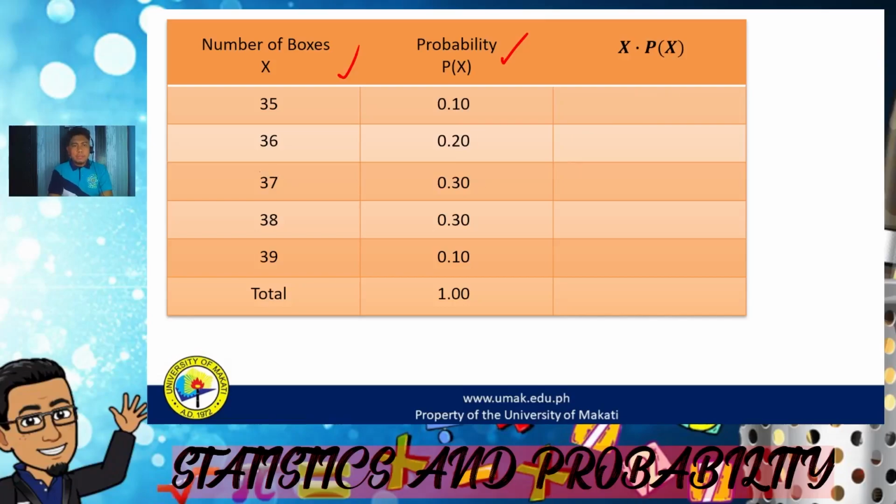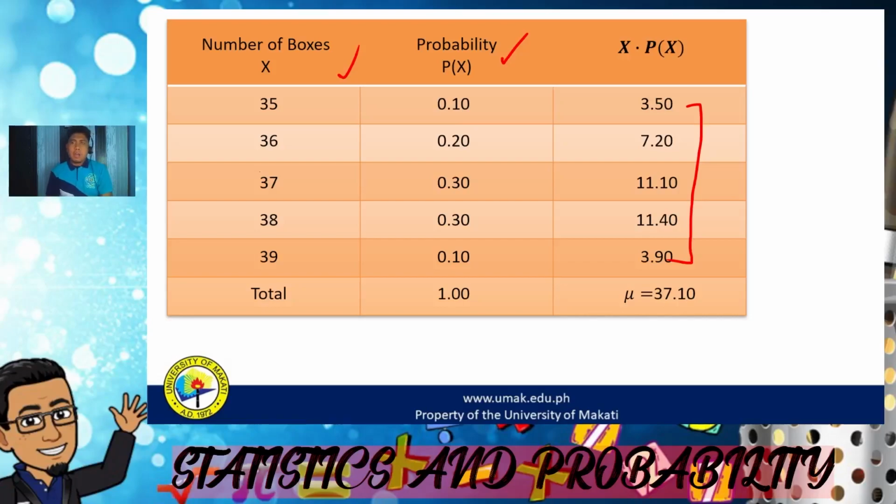We have 35 times 0.10, so that's 0.35. And 36 times 0.20, that's 7.20. 37 times 0.30 is 11.10. 38 times 0.30 is 11.40. And 39 times 0.10 is 3.9. And the last step is to add all these products. We are going to have 37.10.